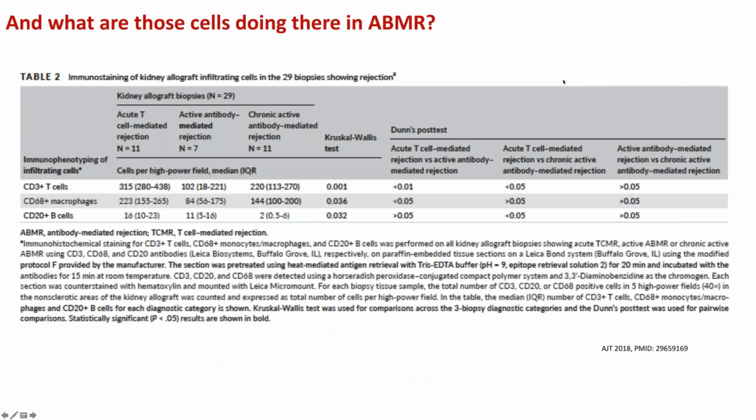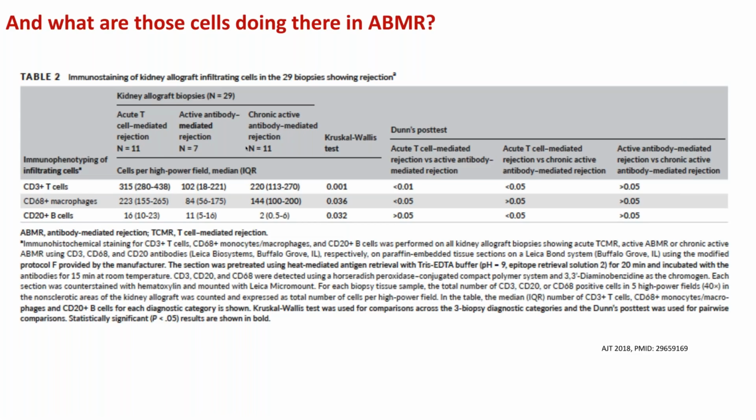Now, we repeatedly say antibody-mediated rejection. What about cells in antibody-mediated rejection? Now, this again is our own study where we did immunophenotyping. This was for a different purpose, but it is important to appreciate that when we immunophenotyped well-defined phenotypes, well-defined biopsy findings, say, for example, these 11 patients were acute T-cell mediated rejection. There were 7 active antibody-mediated rejection and 11 chronic active antibody-mediated rejection.